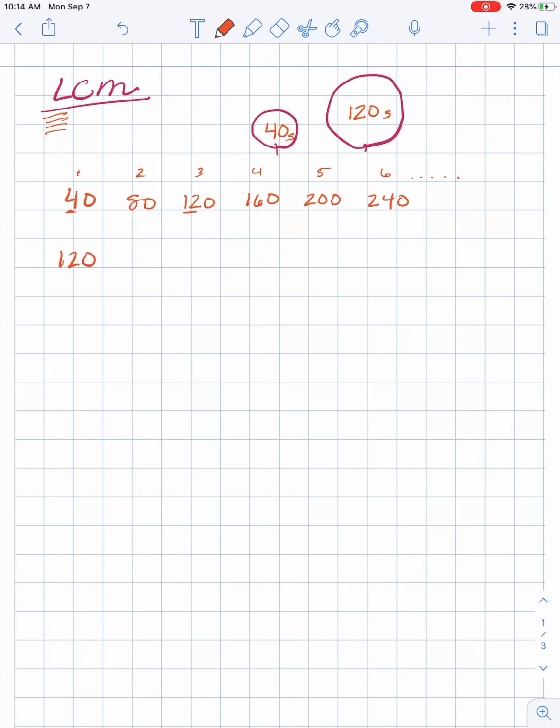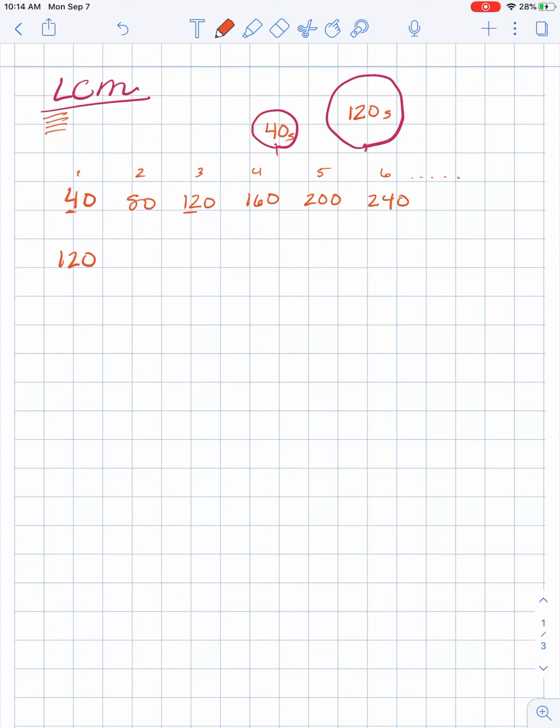40 times 1 is 40. 40 times 2 is 80. 40 times 3 is 120. 40 times 4 is 160. 40 times 5 is 200. 40 times 6 is 240. And we could keep going. And sometimes when you're looking for the least common multiple, you've got to list out a bunch of multiples.